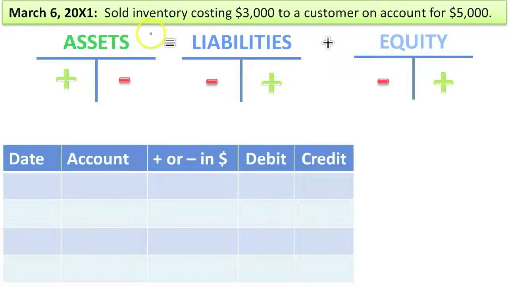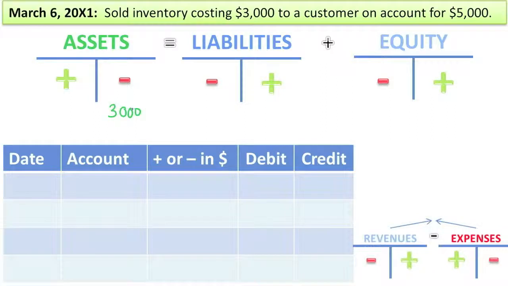March 6th, we sold inventory costing $3,000. Let's just focus on that part. You gave away inventory costing $3,000. And when you give away inventory to bring about a sale, that's an expense. Your assets are flowing out in order to generate a sale, so we've got to record an expense.